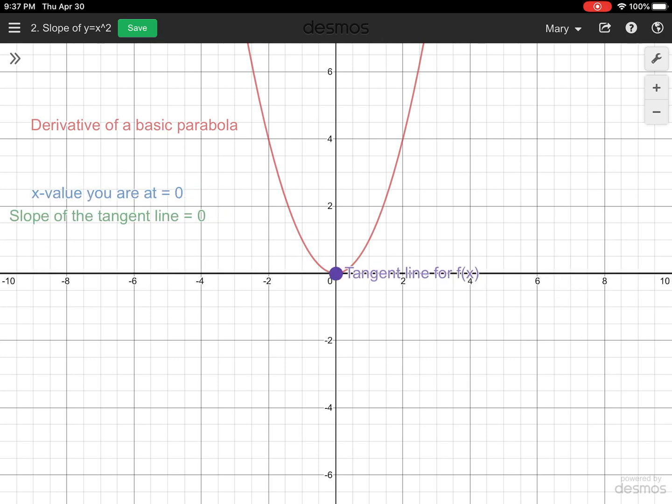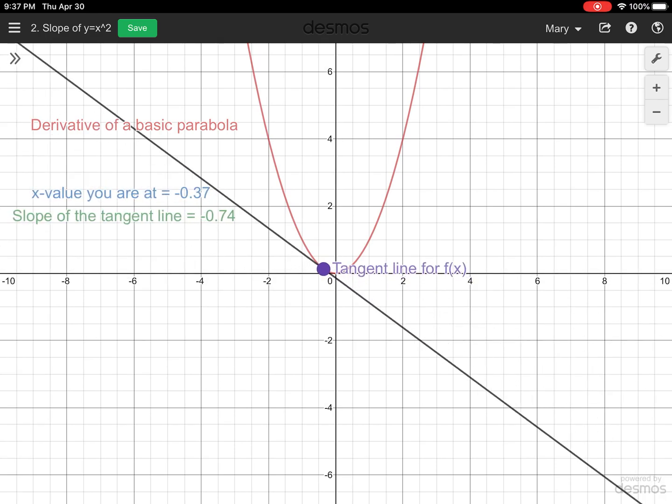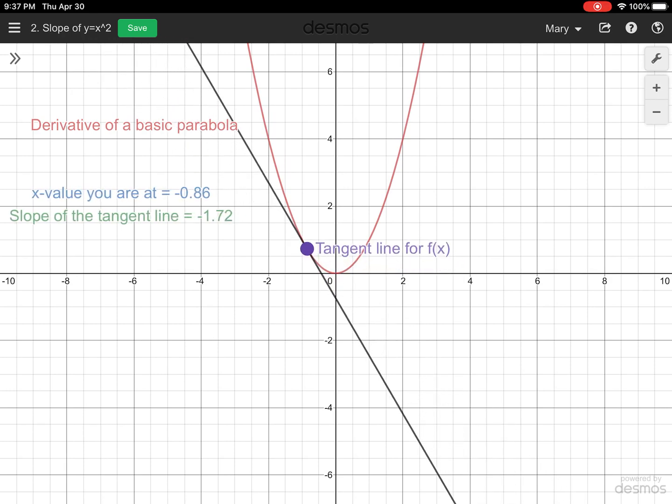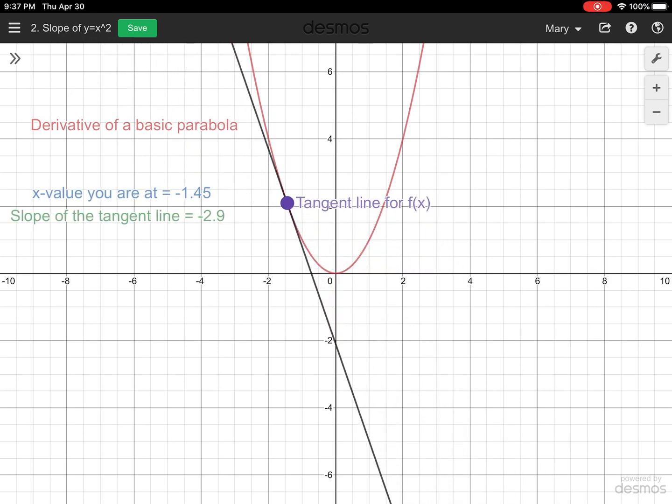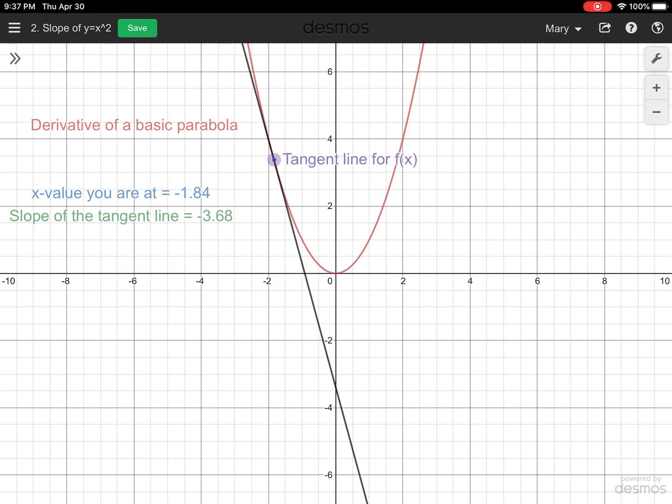Right there. So the tangent line is 0. The slope is 0 because it's the flat line. And then if I move to the left, you see it turns into a negative because it's decreasing. So here it's more negative and more negative and more negative because it was a steeper slope, but a negative slope. All right. So let's look at another one kind of similar to that.